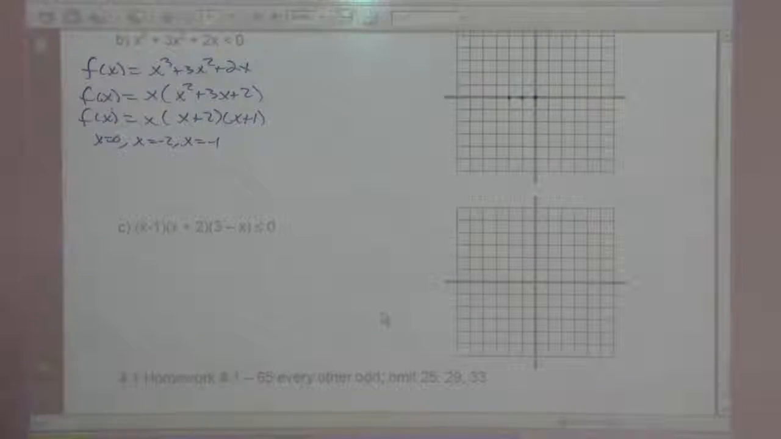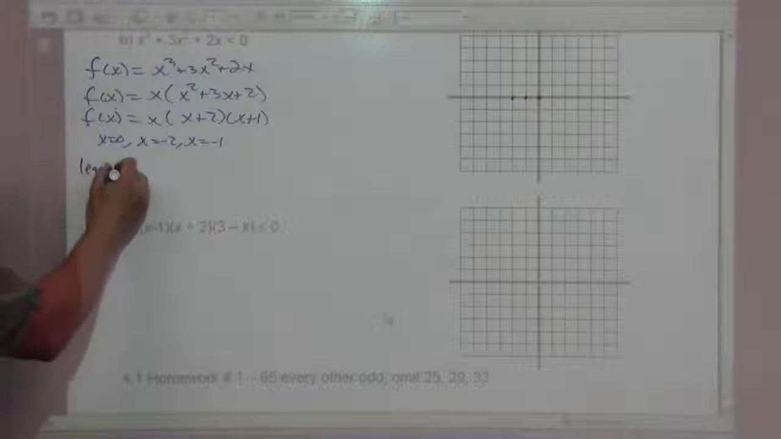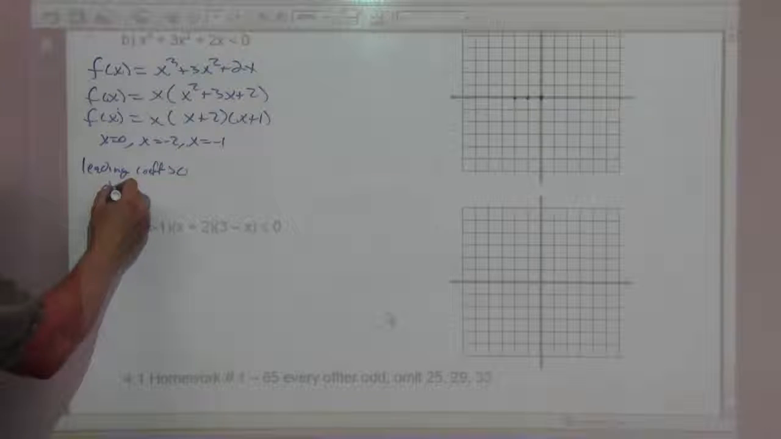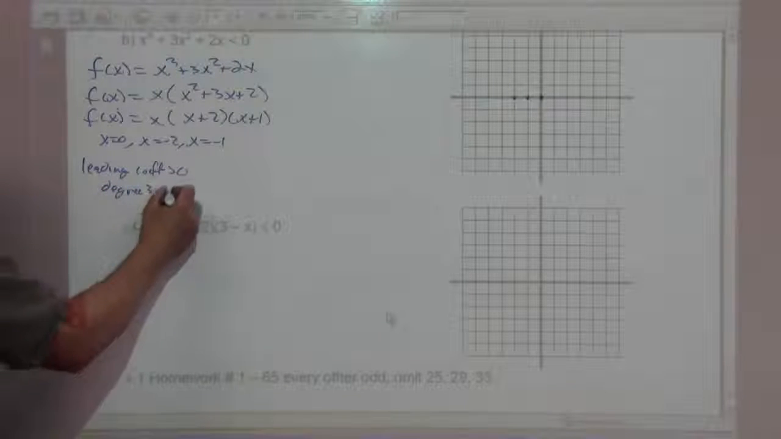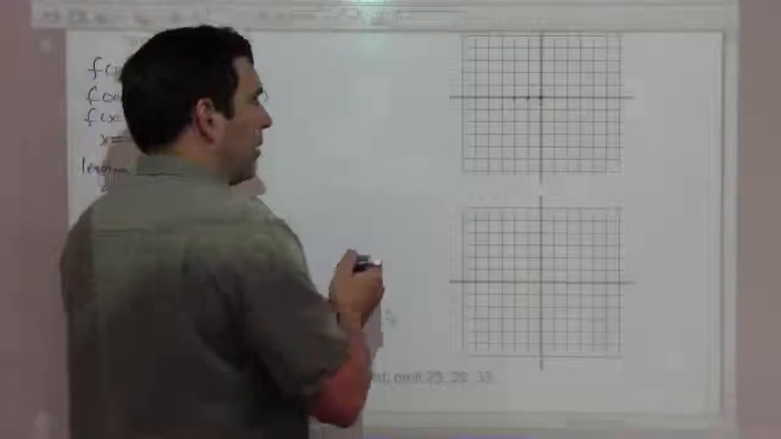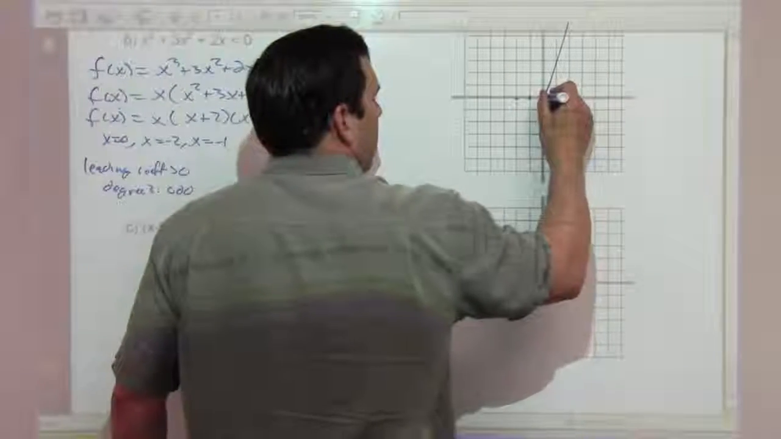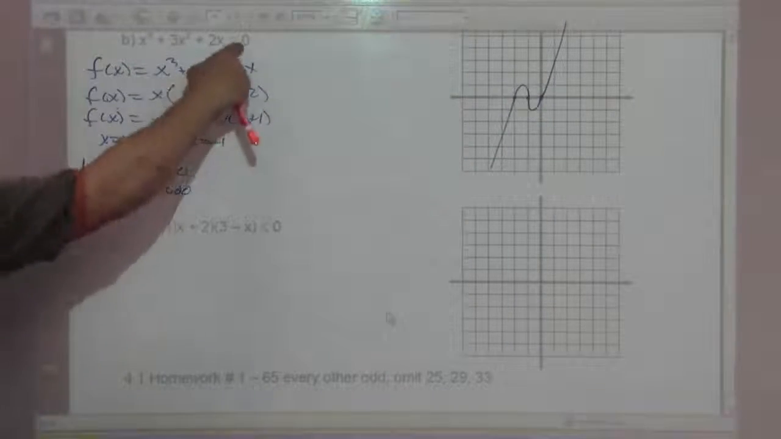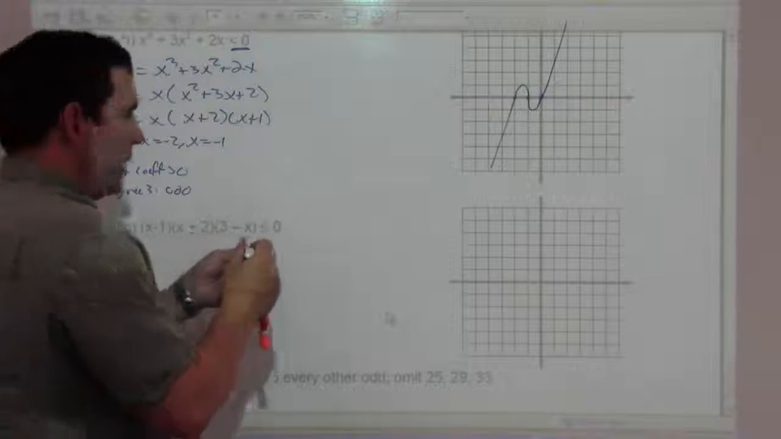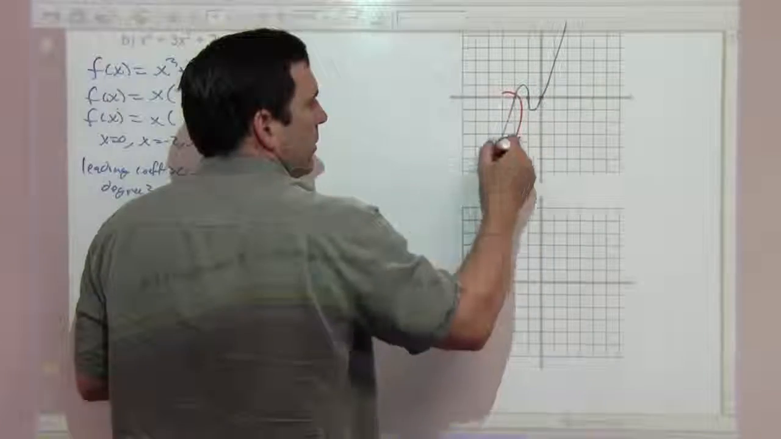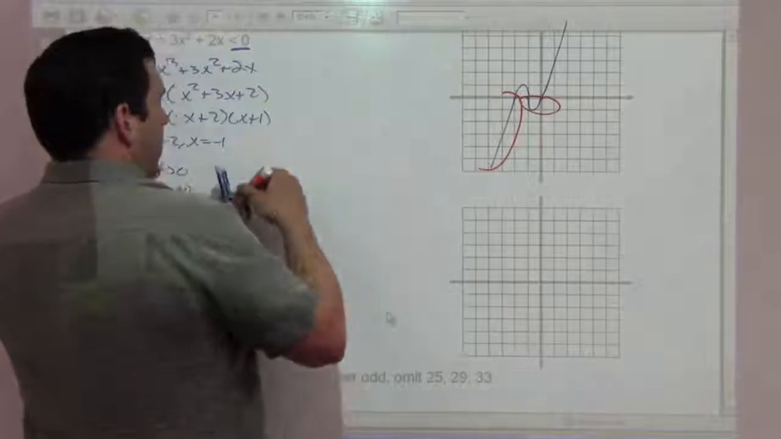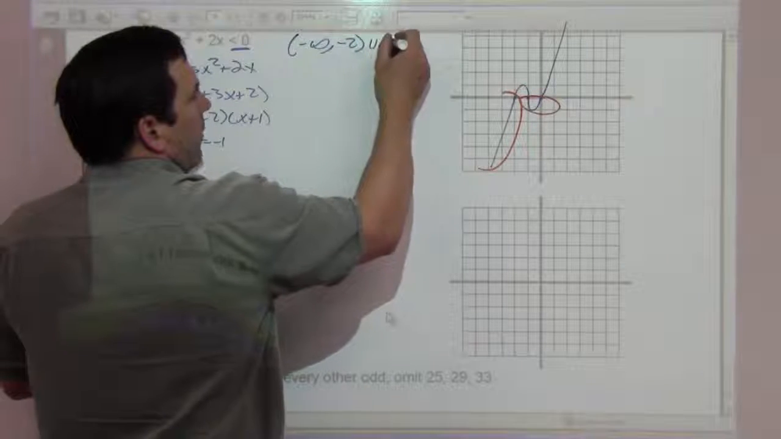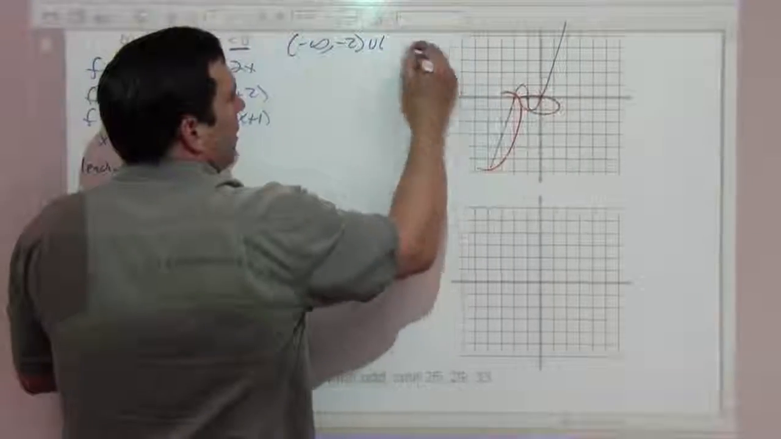Those are our zeros. Leading coefficient is positive, and it's degree 3, so it's going to be odd. That means it's going to be going up like that. It'll come down and go up, come down like that. If we're looking for places that's negative, where is it below the x-axis? In this region, in this region. So it's solved from negative infinity up to negative 2, and then from negative 1 to 0.